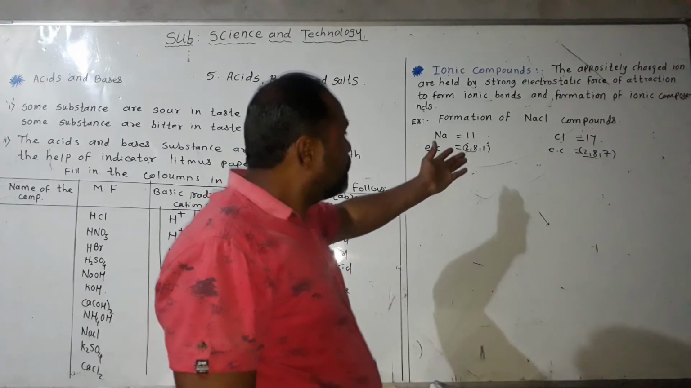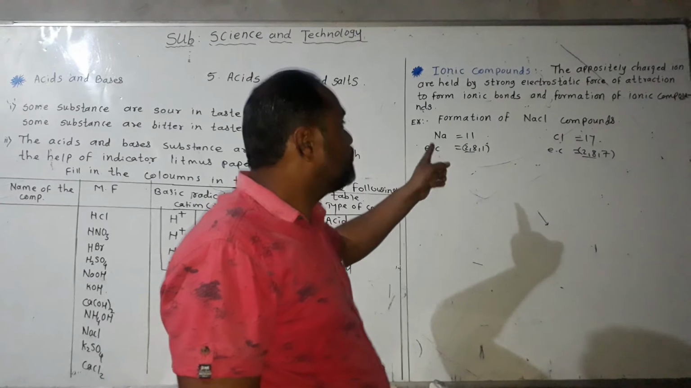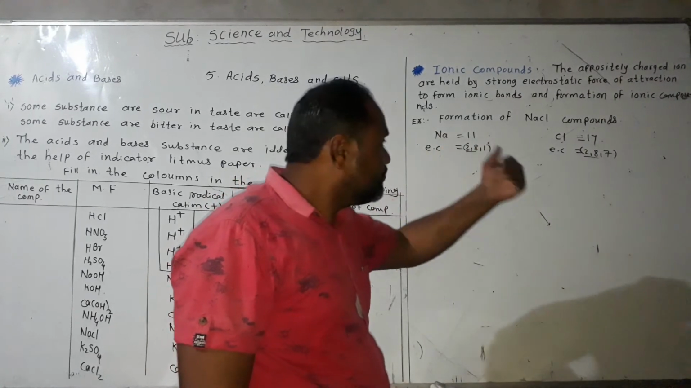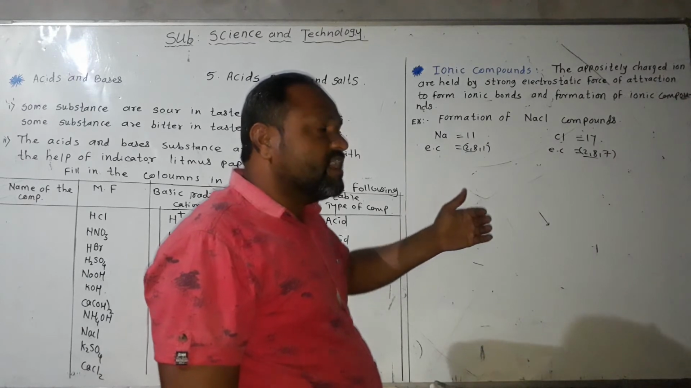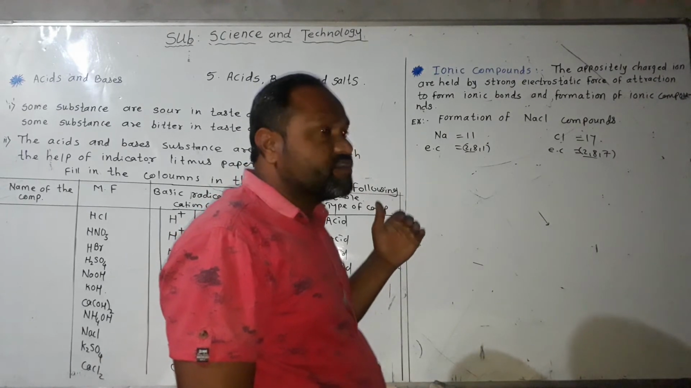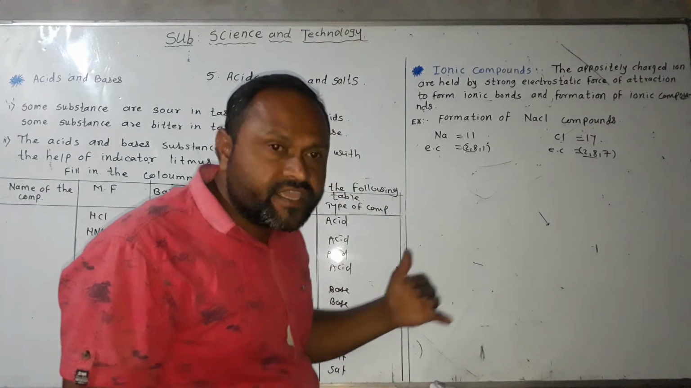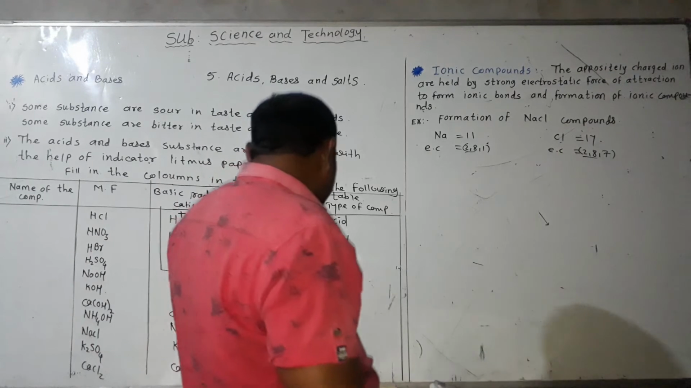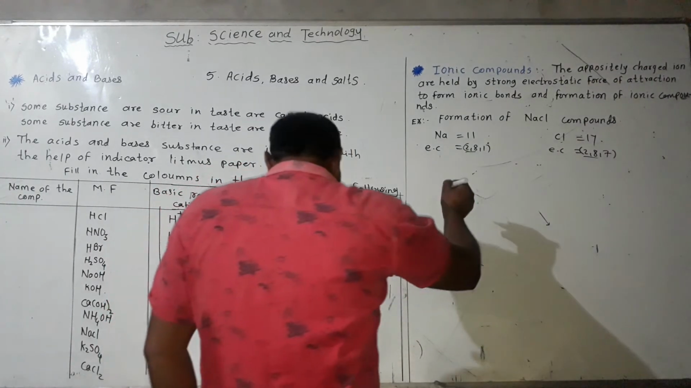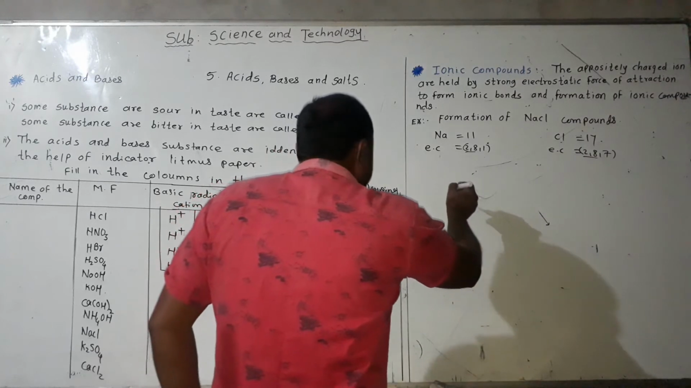So that time 1 electron is taken from sodium, sodium is leaving 1 electron, and chlorine is gaining the electron. So sodium is leaving the electron and chlorine is receiving the electron. Now we have to write here the electronic configuration and draw the 1 electron leaving and 1 electron receiving.